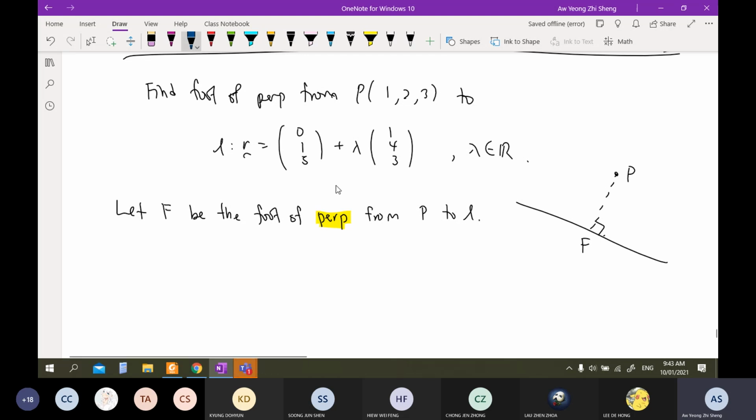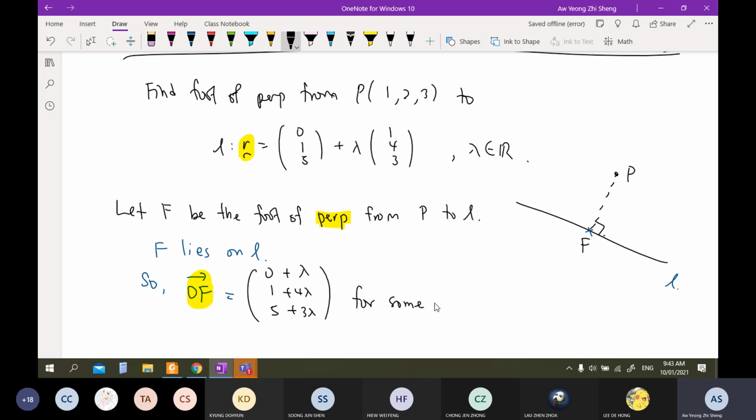Then the next step is to notice that F lies on L. F is a point on L, so F will satisfy the equation. When I say F satisfies the equation, it's actually the position vector. So you will change your r to become OF. Don't write F equals to, it doesn't make sense. It must be a vector. So it's the position vector of F that satisfies the equation of L. So you will replace r by OF. This will be equal to (0, 1, 5) plus lambda (1, 4, 3), for some lambda in R. This means for a particular value of lambda.